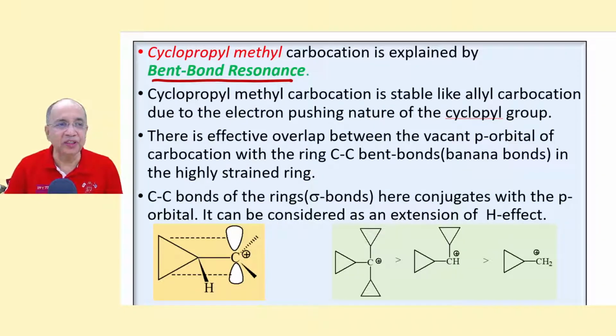Now see, this I have not yet discussed. This is called the bent bond resonance or bent bond theory. Now cyclopropyl methyl, CH2 plus. It has also high stability like allyl.